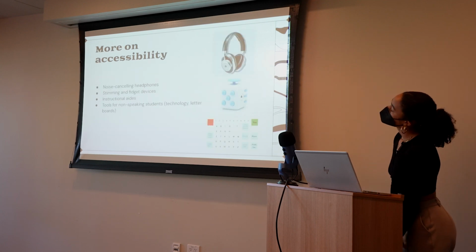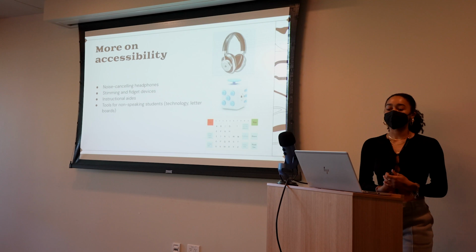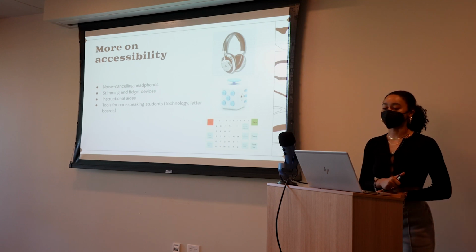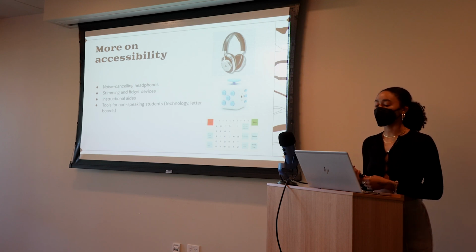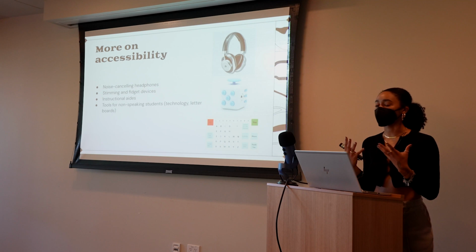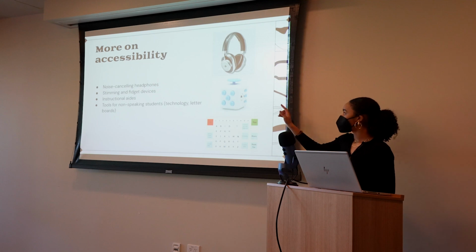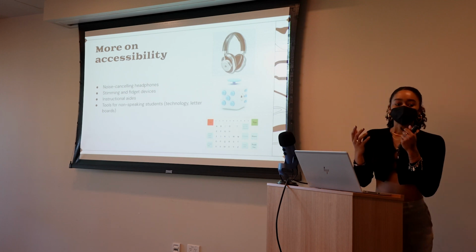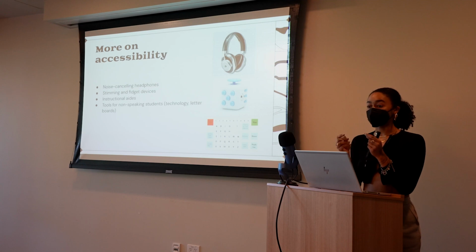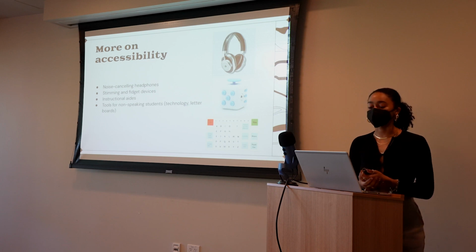Noise-canceling headphones are one of my personal favorite tools to use. Many of you have seen me wearing headphones all the time. It can act as a stim for people who are on the autism spectrum. And what a stim is, is a self-soothing tactic. So fidget devices like this one here, you can move each of the sides in different ways. With autism, sometimes there needs to be a physical release of energy in order to not get a buildup of stress and pressure.